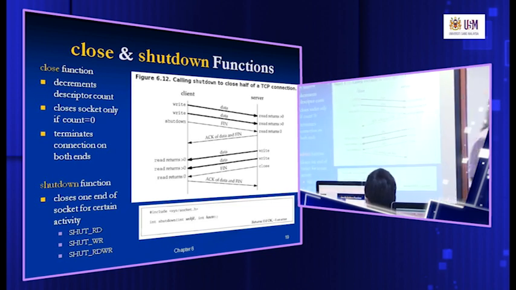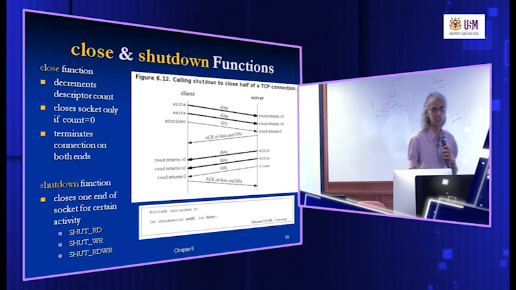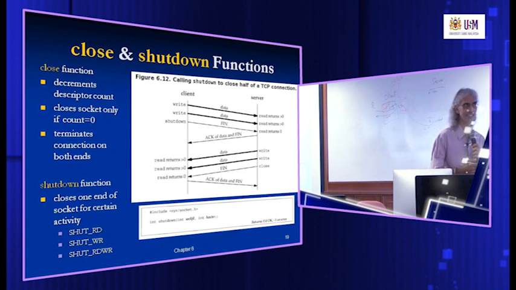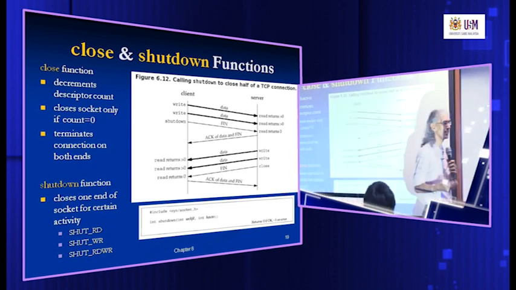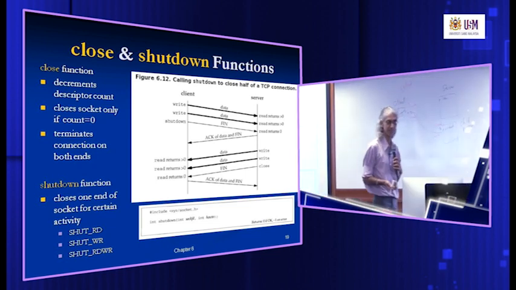If I say shut down read, that means I'm not going to read the socket anymore, but I can still send you data. If I say I'm going to shut down for writing, then I'm not going to send you any data, but if you send me something, I will still read. Right? Or I can say read-write. So shut down read-write is quite similar to close, because I'm closing both reading and writing.